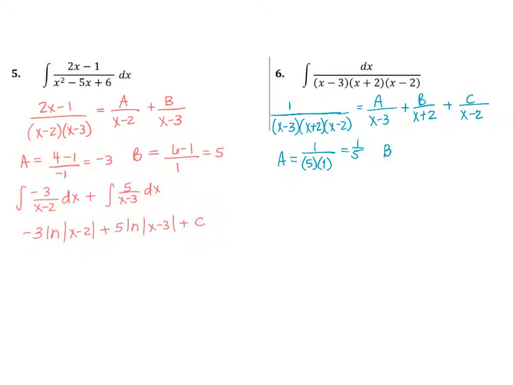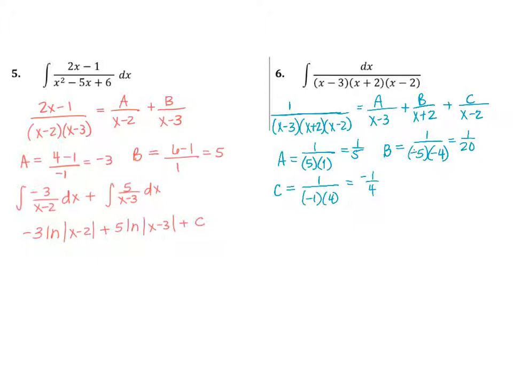To find b, we're going to plug in a negative 2. So that's going to be negative 2 minus 3, so negative 5. And then negative 2 minus 2, that's a negative 4. So that's going to give us 1 over 20. And then c, we have 1 over, and we're going to plug in a 2. So we're going to have negative 1 times 4, so negative 1/4. So that one almost looked like it would be a little bit tougher.